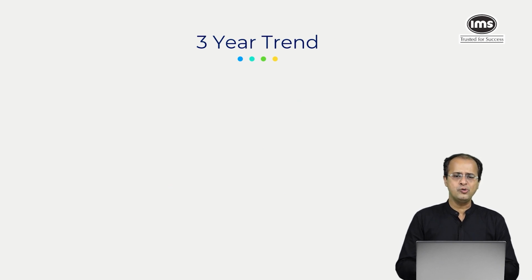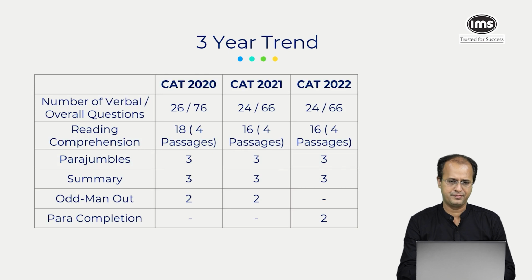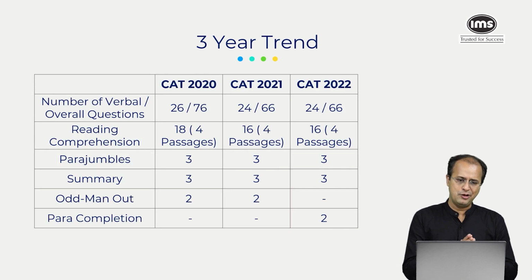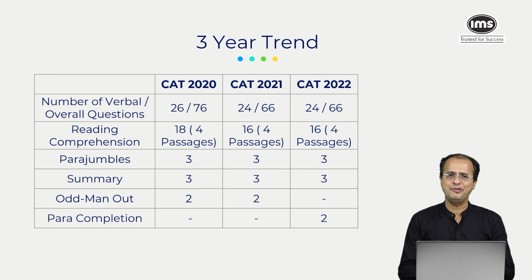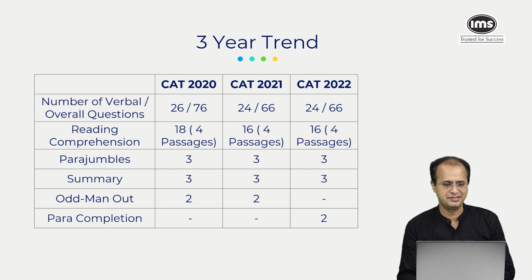Now, let us look at the last 3-year trend of the CAT verbal section. So, if I look at CAT 20, 21 and 22, I can see that in CAT 20, there were a total of 76 questions overall. Out of these 76 questions, 26 were verbal. Last 2 years, it was 66 questions overall. Out of these 66 questions, 24 were verbal.